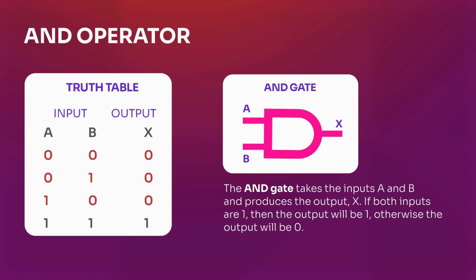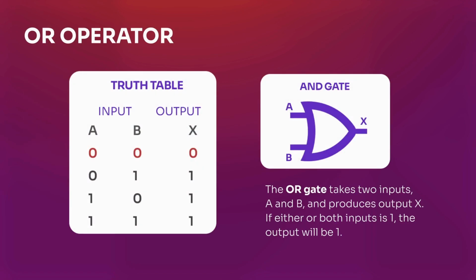On the right side, we see the AND gate, which visually represents the function of the AND operator in a logic circuit. It takes two inputs, A and B, and produces an output X. And the output is produced the same way as the AND operator. The output is 1 only when both inputs are 1. Otherwise, the output will always be 0.